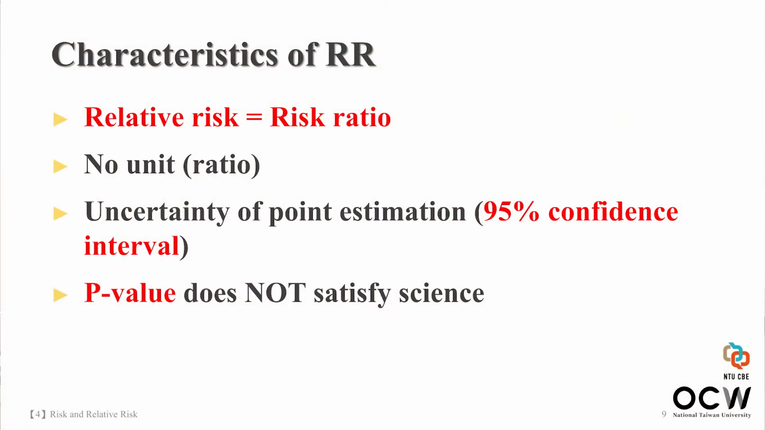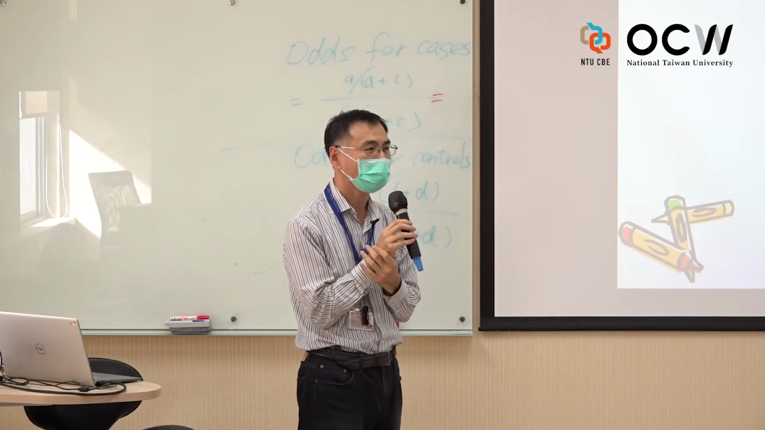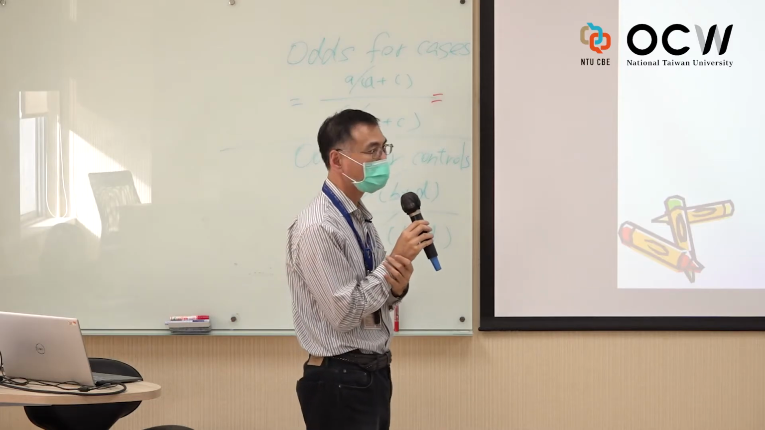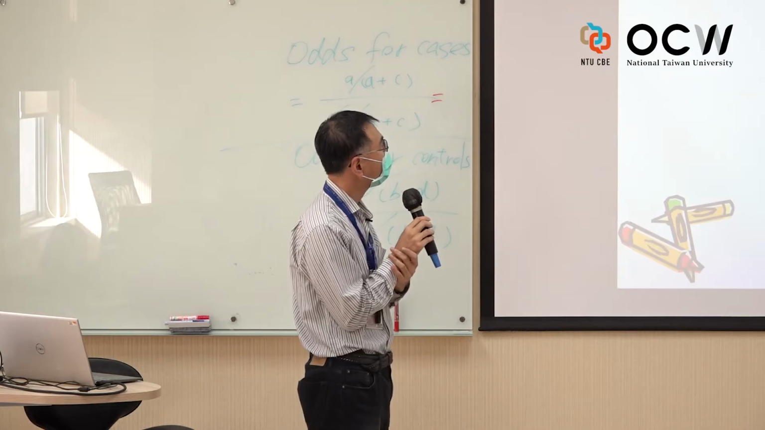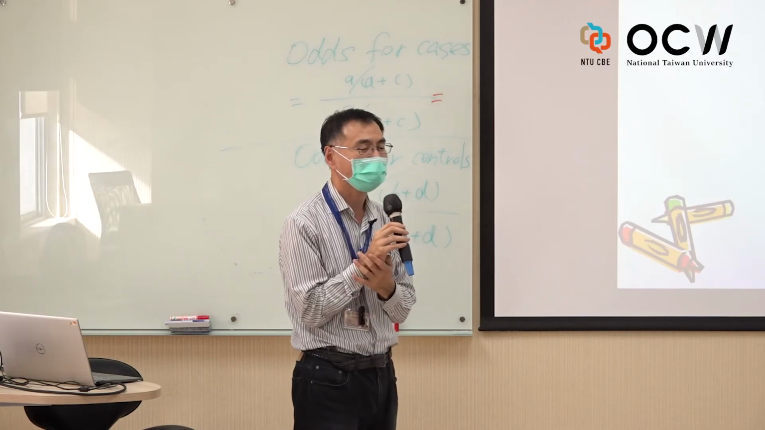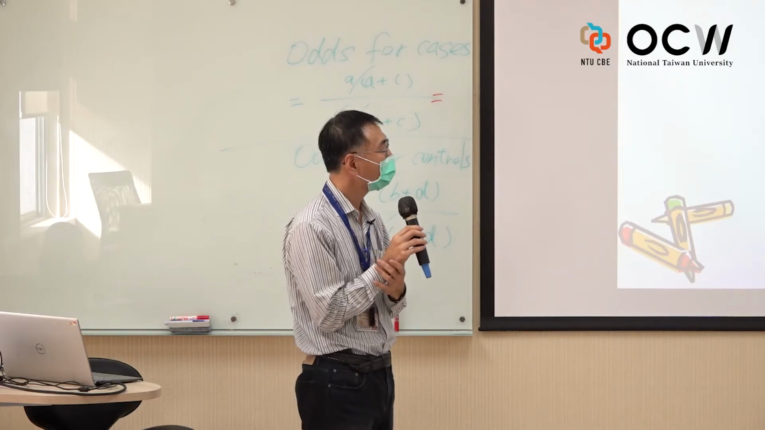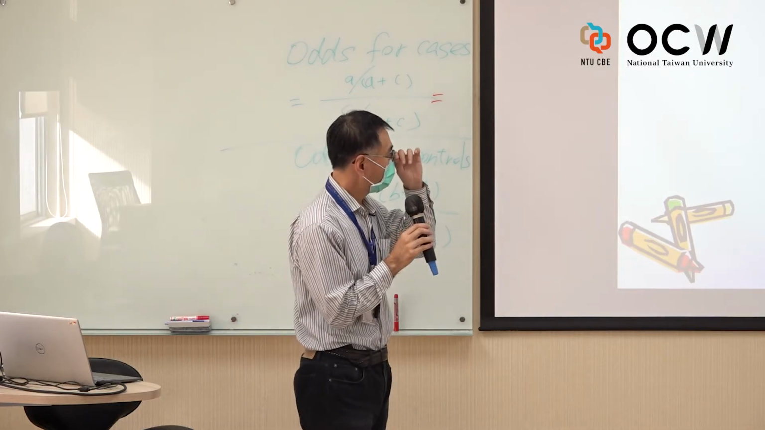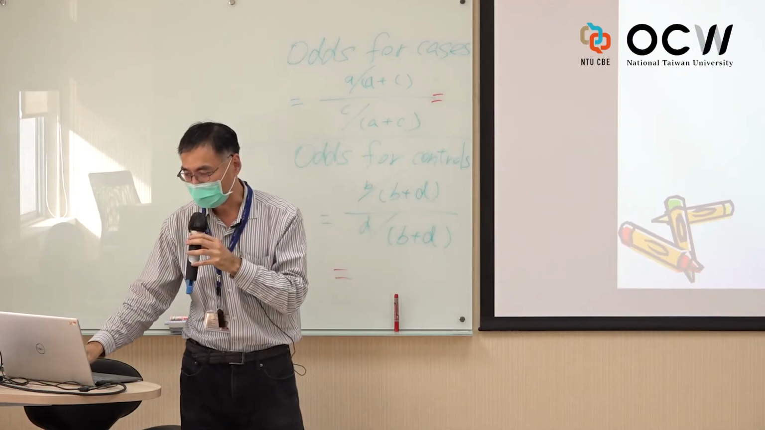Characteristic of RR. First of all, I have to tell you that in some literature, they call it the risk ratio. But relative risk is a more formal way to describe it. Okay? The abbreviation is RR. It's exactly the same as the abbreviation of rate ratio, right? Another RR. But if you see something like risk ratio, it's just simply a substitution of the relative risk.